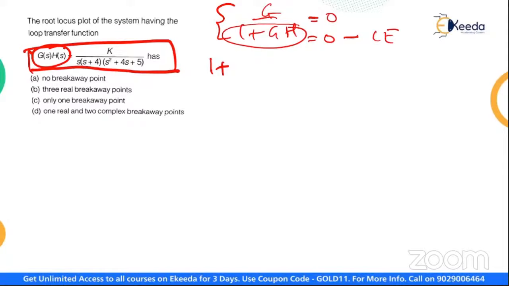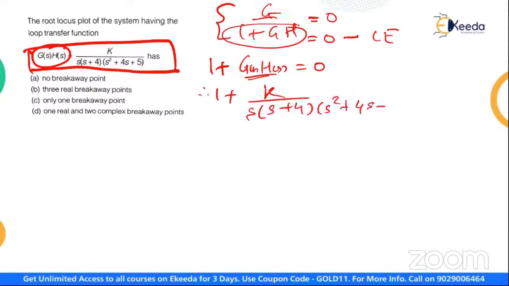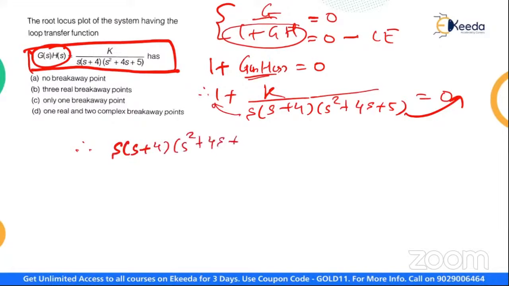So let us do that. 1 plus G of S H of S equal to 0. Do you really have this value of G of S H of S? Yes, you have it. It is K upon S into S plus 4 into S squared plus 4S plus 5. Is it right? Which is equal to 0. Now please do the cross multiplication, which means make this equal to 0. So it becomes S into S plus 4 into S squared plus 4S plus 5 plus K equal to 0. Is it right?